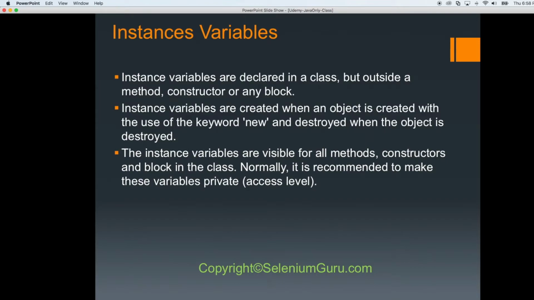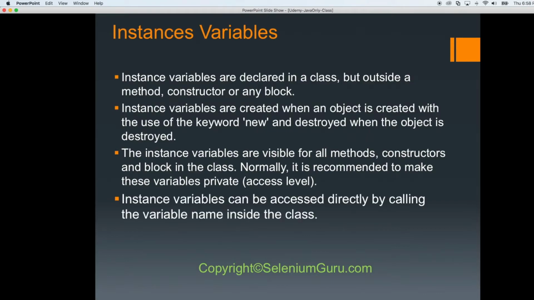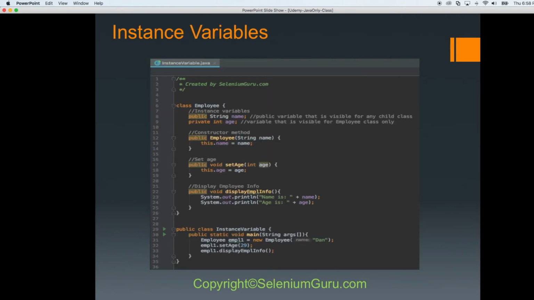Instance variables are visible for all methods, constructors, and blocks in the class. So normally it's recommended to make those variables private. We're going to talk about that in a future class, why we want to make those variables private. Instance variables can be accessed directly by calling the variable name inside the class. Okay, let me give you an example.